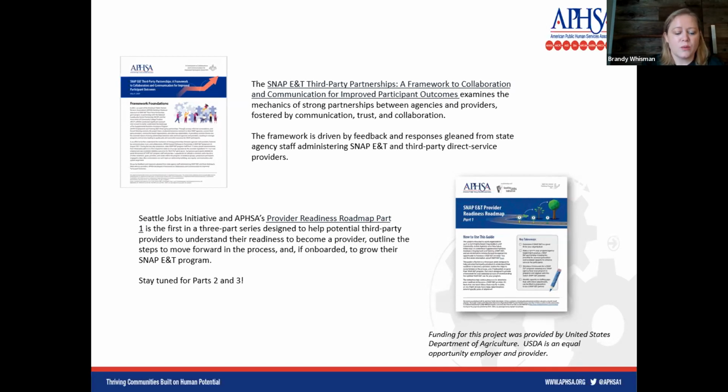So the first resource that I want to draw your attention to is the Framework to Collaboration and Communication for Improved Participant Outcomes. And again, this really examines those mechanics of strong partnerships. This is actually a labor of love that Kristen was involved in as part of the Pathways to Partnership Symposium that we had last September. All of this information has been taken from key stakeholders involved in SNAP E&T, including state agencies, third-party providers, third-party direct service providers.